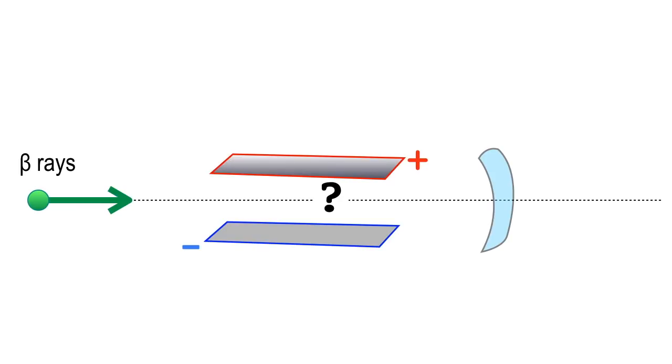If it's positive, it'll dip downward towards the negative plate, because that's what electrical charges do. Positive attracts negative. Opposites attract, likes repel. So positive repels positive. If it's positive, it'll be pushed away from the top plate and attracted towards the bottom plate, and then it'll light up this part of the glass screen.